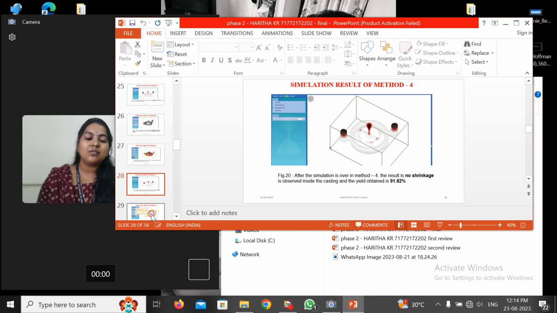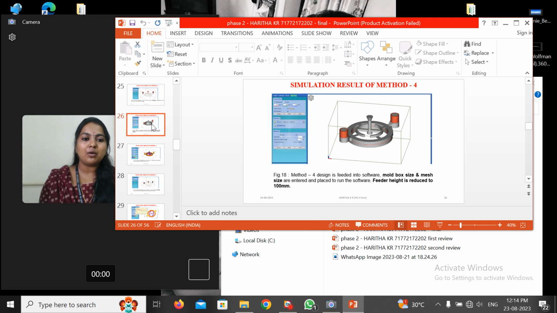In this case no shrinkage is observed, and the yield attained is about 91.82%. So this method 4 is attaining the yield, and also no defects are found. So this kind of gating system can be incorporated in the production line for further processing.